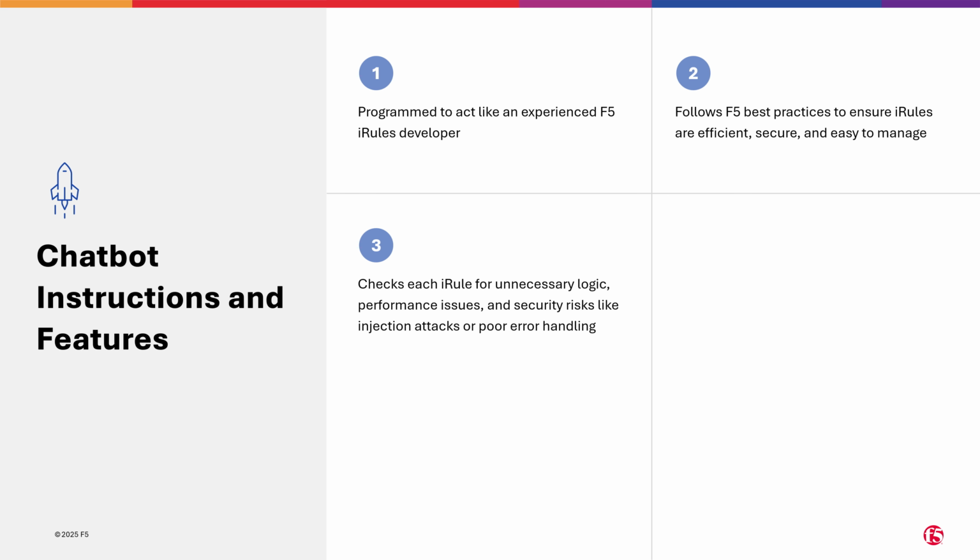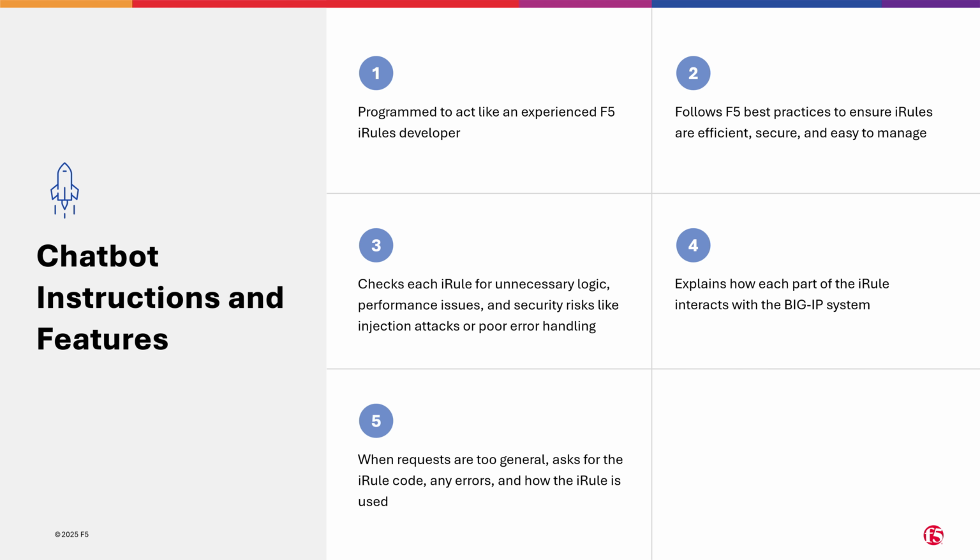It checks each iRule for unnecessary logic, possible performance issues, and security risks like injection attacks or poor error handling. It explains how each part of the iRule works with the Big IP system. If a request is too general, like saying an iRule is slow or broken, the chatbot asks for more details before continuing. This includes the iRule code, any errors, and how the iRule is used. It also shares links to official F5 documentation and learning resources for extra support.